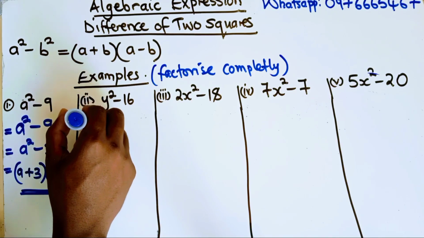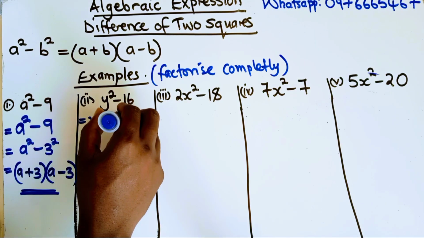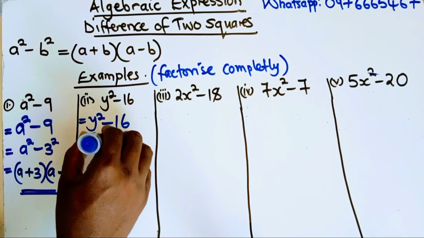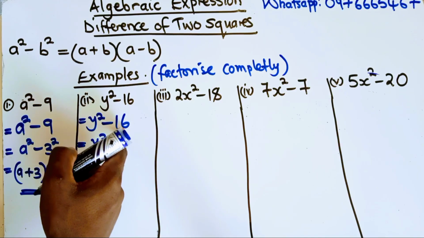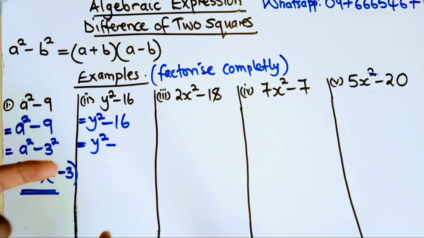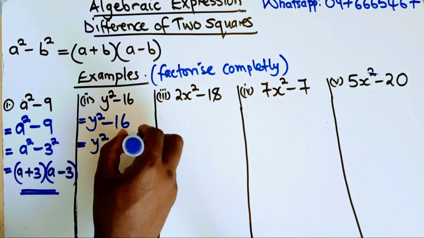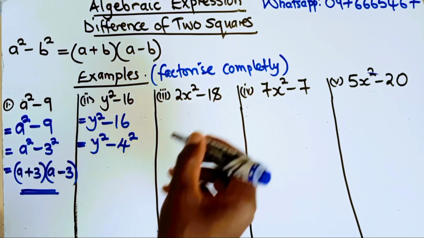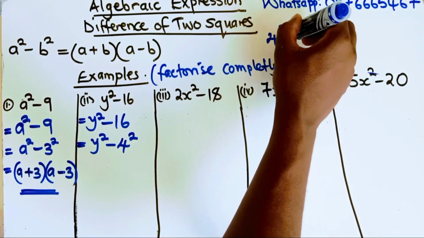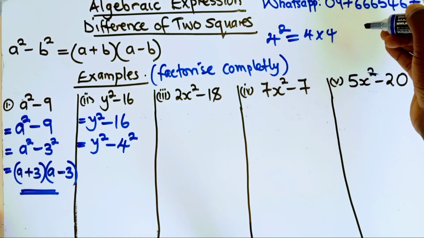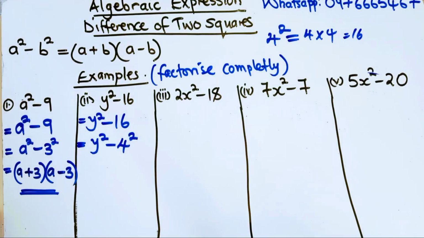We copy the question: y squared minus 16. Even here, this 16, we should rewrite it. We look for the square root of 16. The number which, when you multiply it by itself, will give us 16. That number is 4. So we say 4 squared. Now, what does 4 squared mean? It means 4 times 4, which will give us 16. That's what it means.